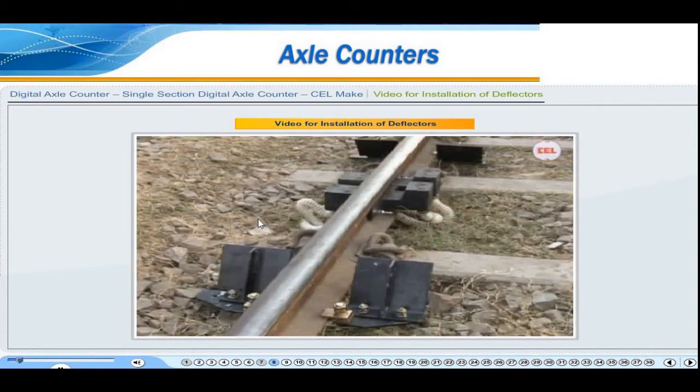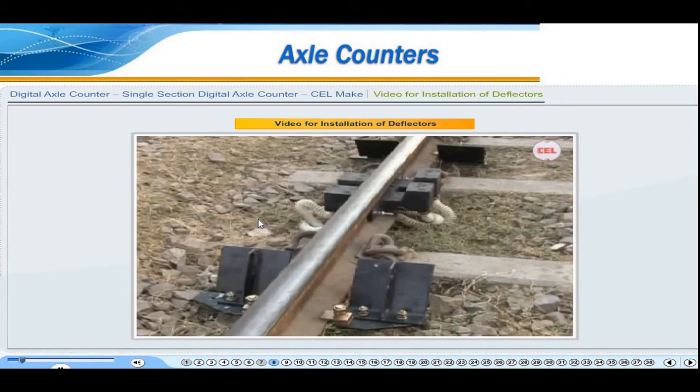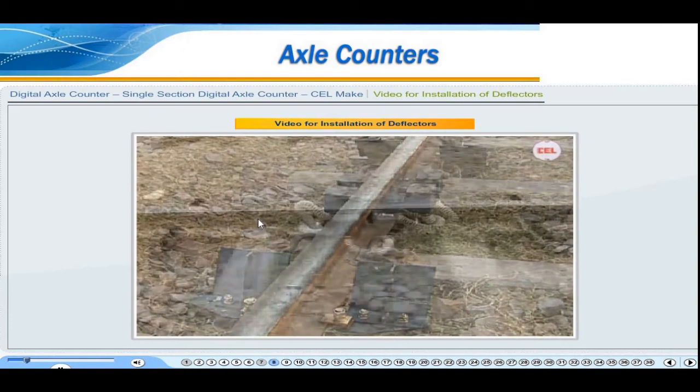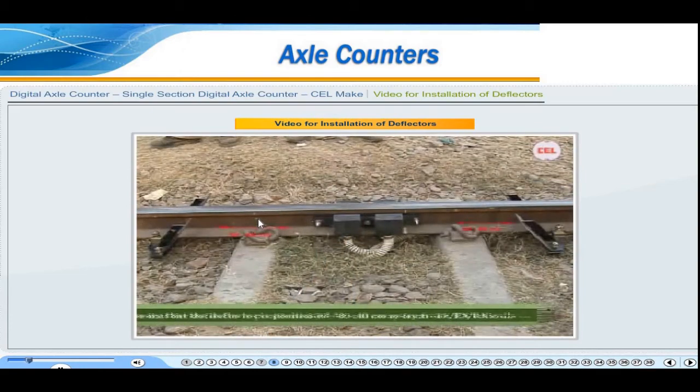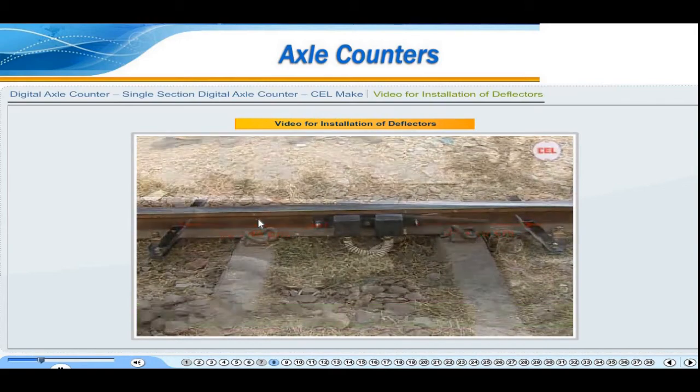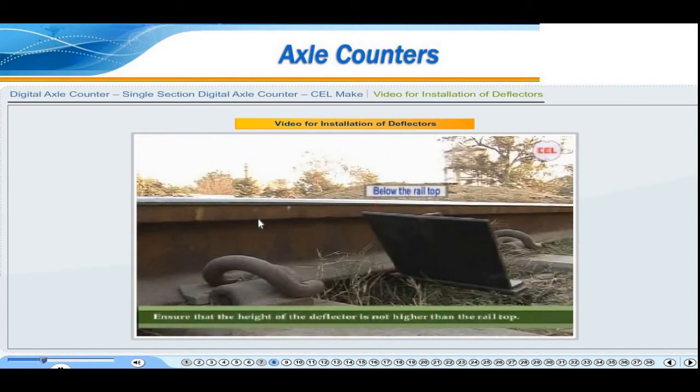First, take a look at some precautions which need to be taken while installing the rail deflector bracket assembly. Ensure that the deflector is positioned 30 to 40 centimeters away from the TX-RX coils and is positioned in the neck sleeper. Ensure that the height of the deflector is not higher than the rail top.